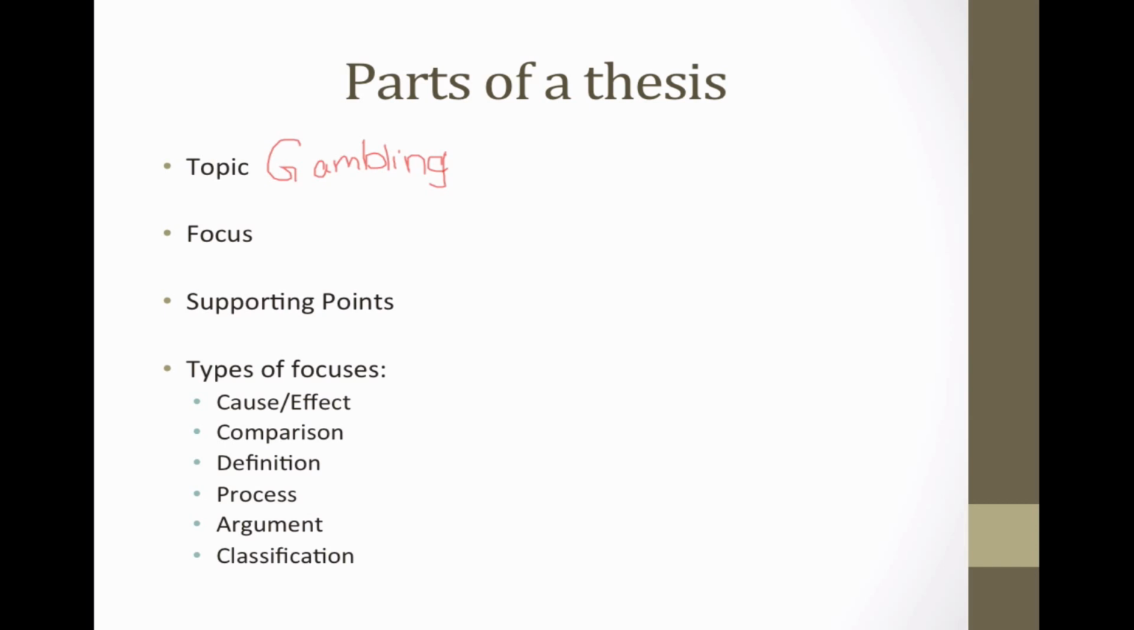So we have that cause-effect, comparing two different subjects, a definition, a process. Basically, a process is like how you do something. An argument, arguing an opinion. Or classification. Classification is, this is this type of plant because of these characteristics. You're classifying something into a specific category.